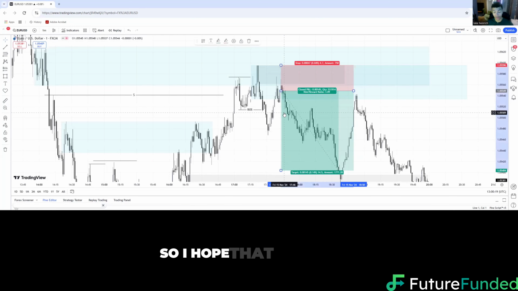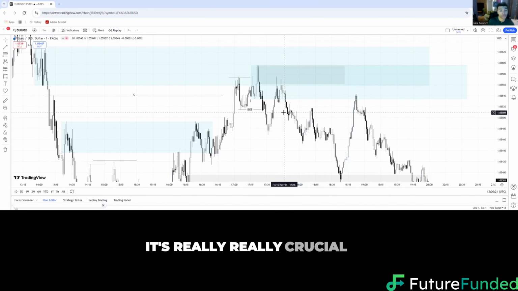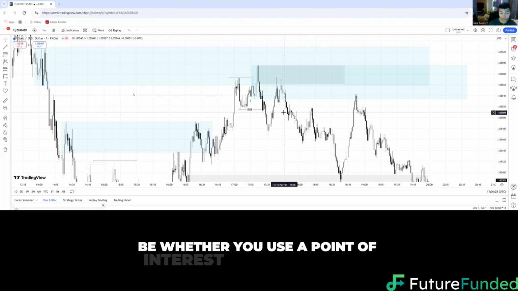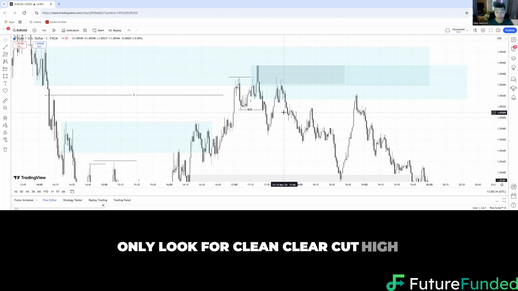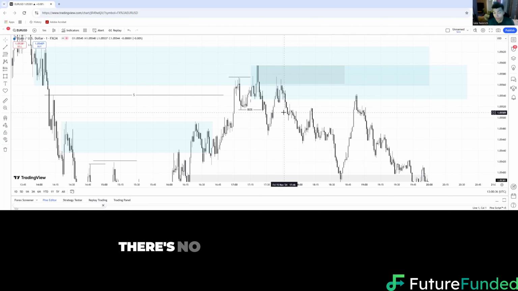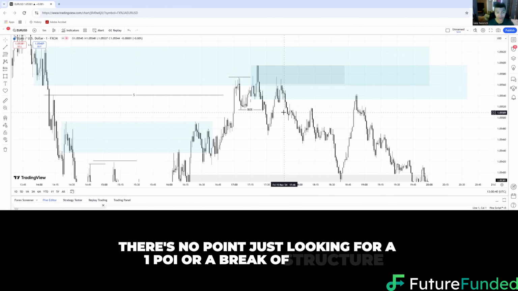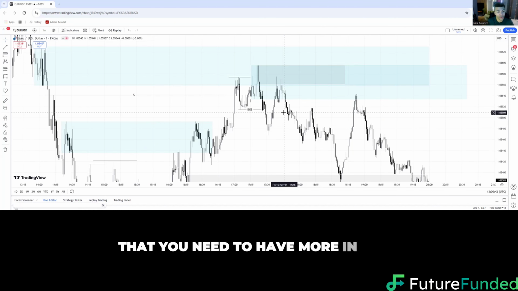So I hope that helps, guys. It's really, really crucial to understand and, yes, be specific about your points of interest. Whether you use a point of interest or fair value gaps, whatever it might be, be specific. Only look for clean, clear-cut, high-probability outcomes. All right. There's no point just looking for one POI or a break of structure. You need to have more in your arsenal to give you meaning to enter that trade.